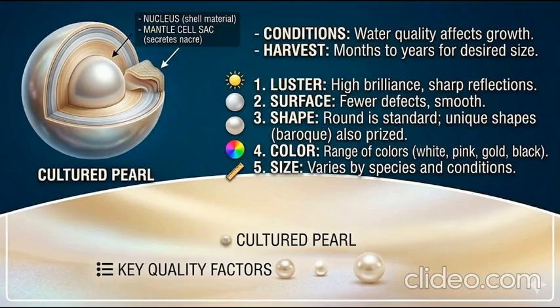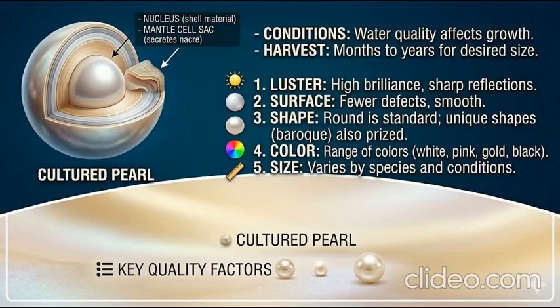The oysters are carefully monitored throughout this period. Pearl farmers regularly clean the shells and inspect the health of oysters. Environmental conditions must be maintained carefully. Poor water quality can affect pearl growth and quality. The pearl growing period may range from several months to several years. Once the pearl reaches the desired size, harvesting begins. The oyster is opened carefully. The pearl is removed and evaluated.